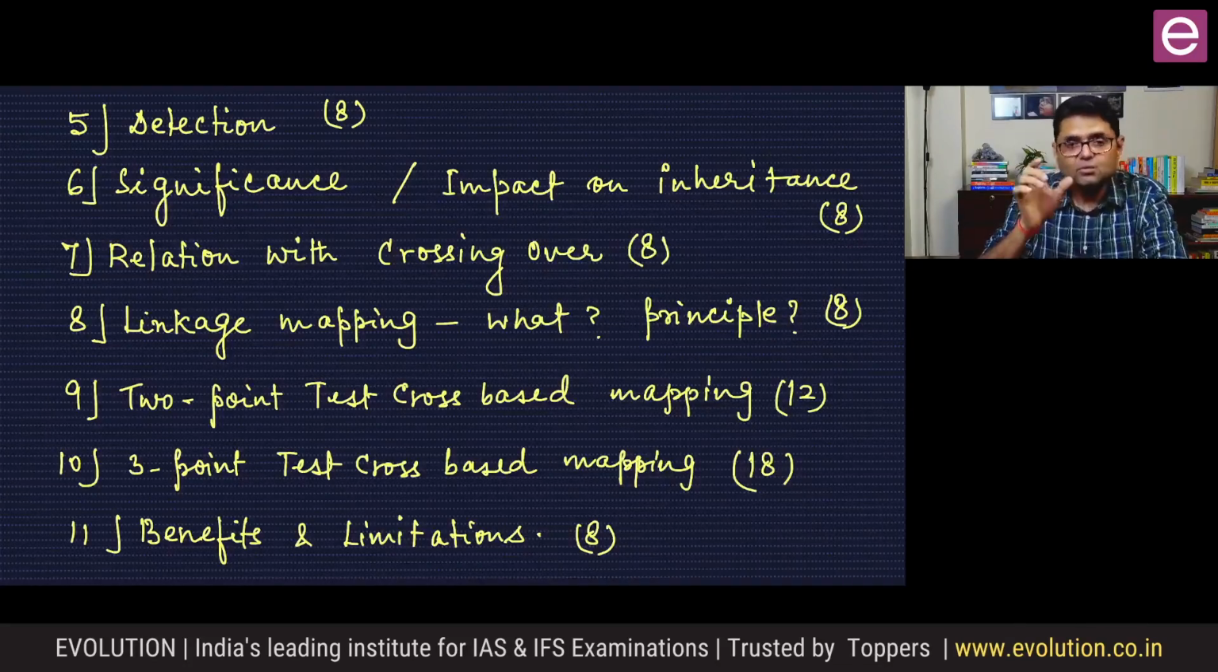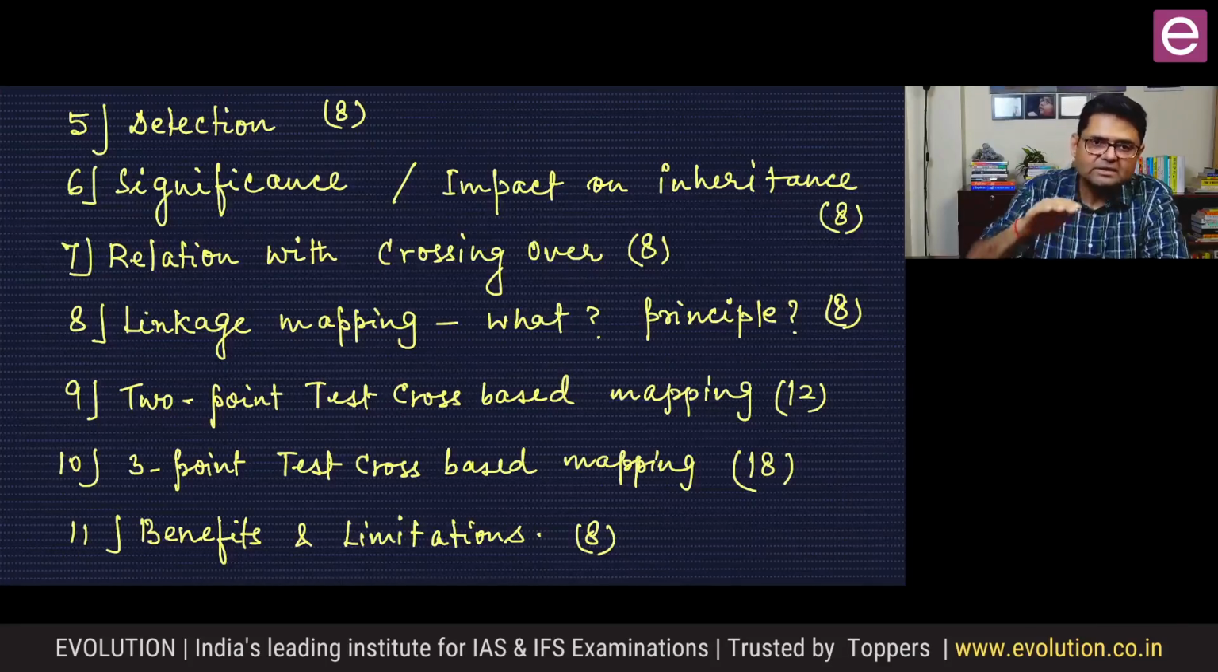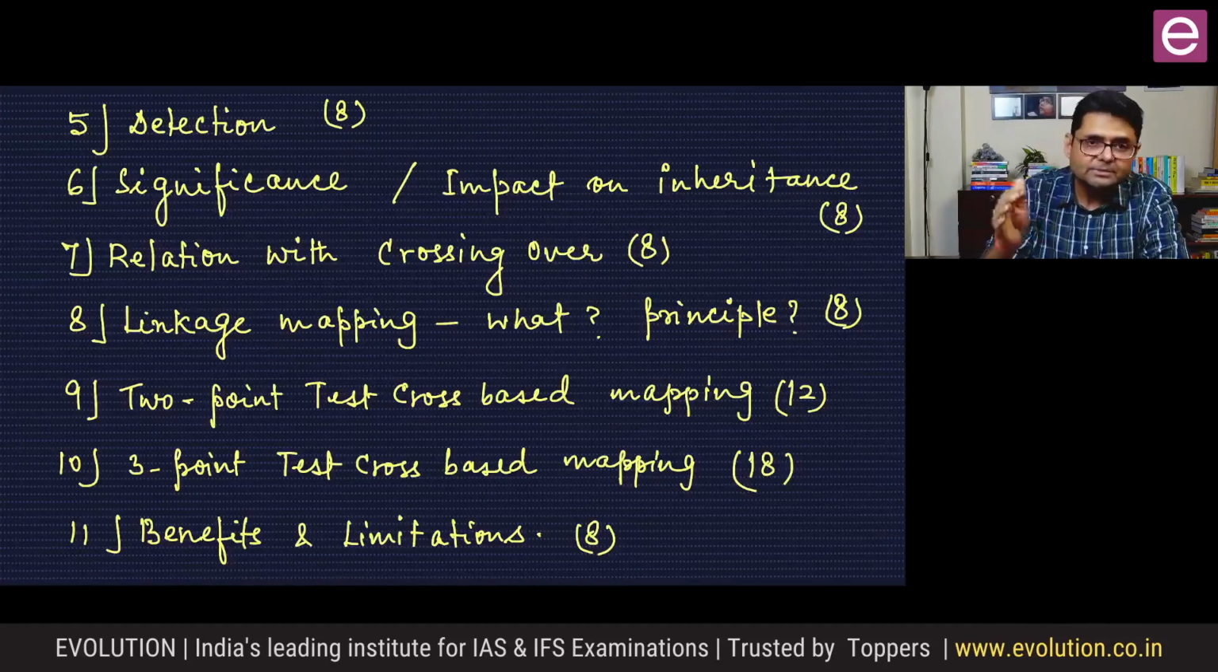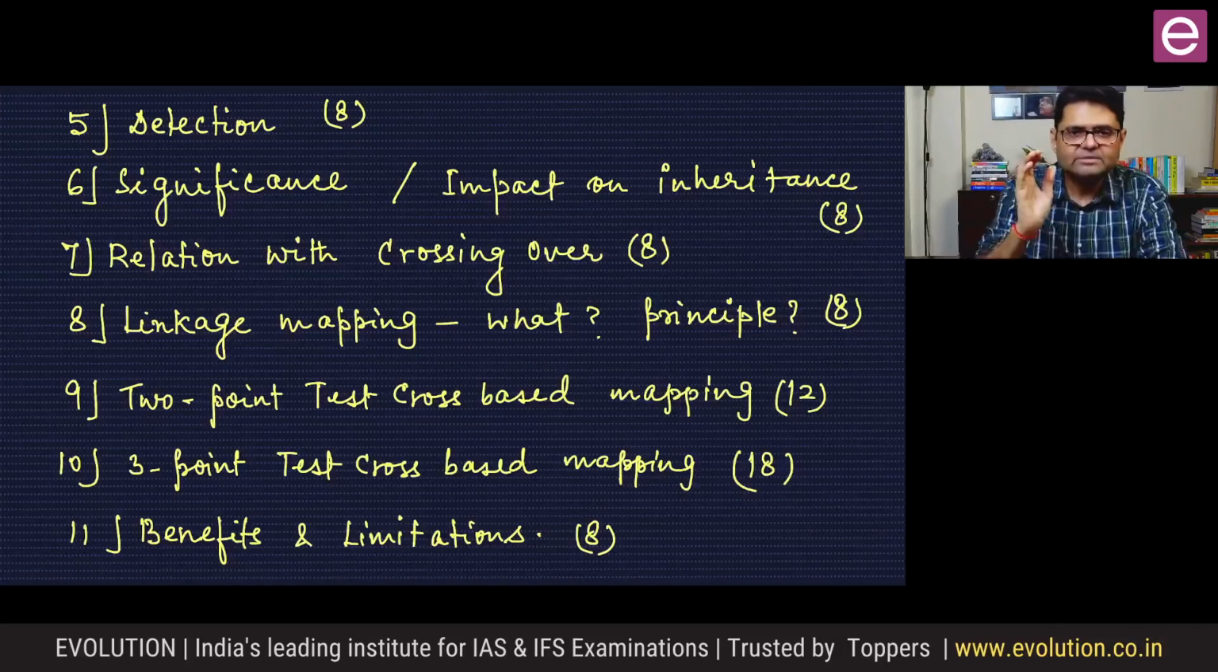The sixth is what is the significance of linkage, or for that matter, how does linkage influence the inheritance? Seventh part is going to be the relation with crossing over. What is the relation between linkage and crossing over? So that is the seventh part. And then the remaining parts are about linkage mapping. First and foremost, what is linkage mapping and what is the underlying principle behind linkage mapping?